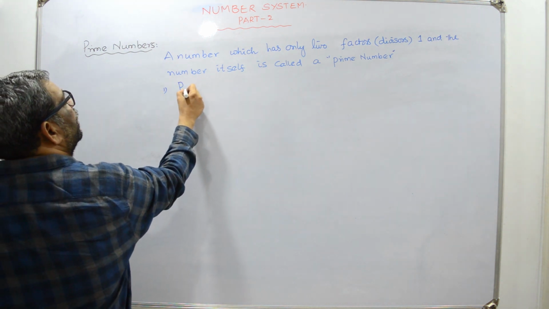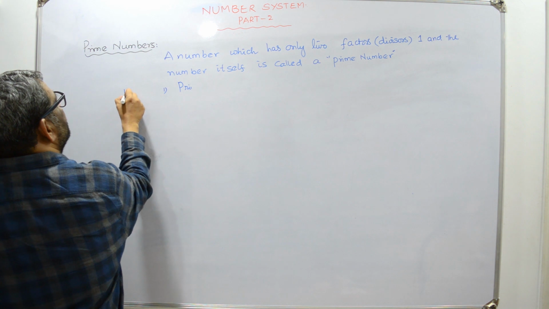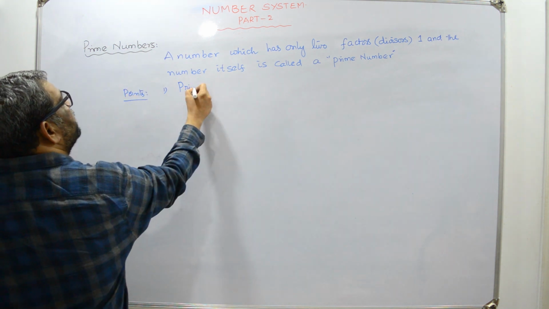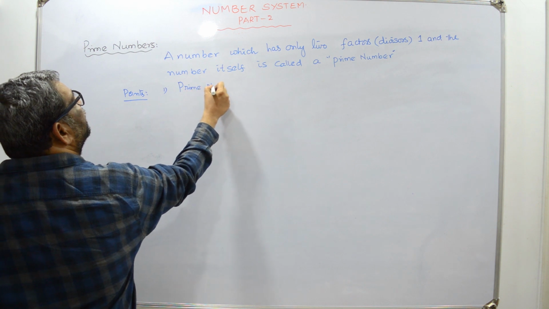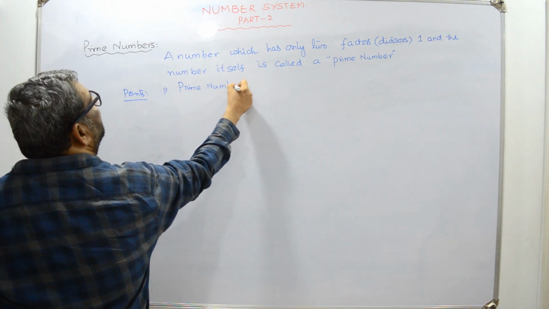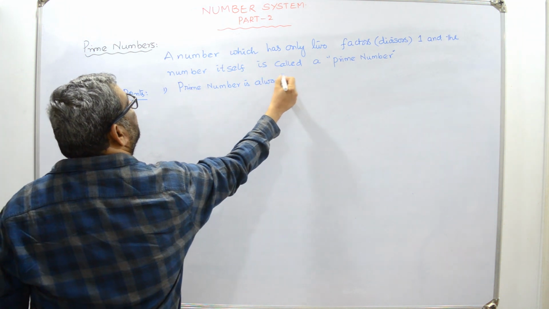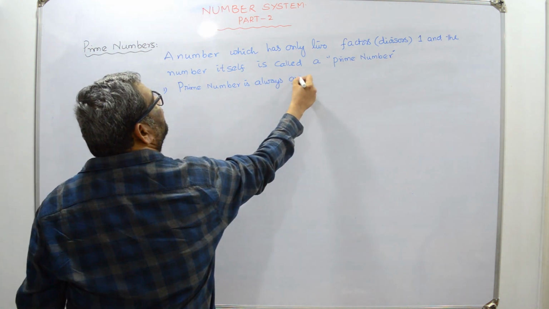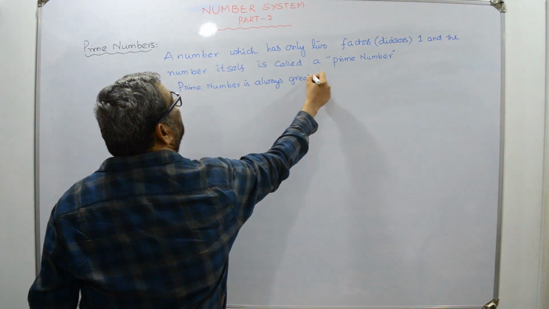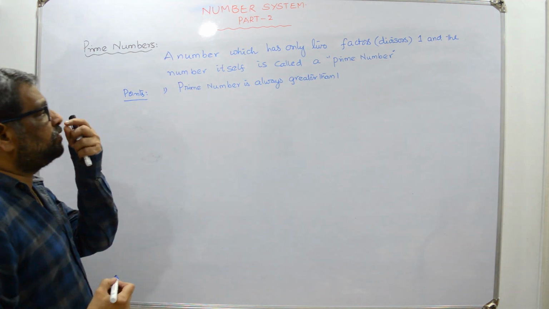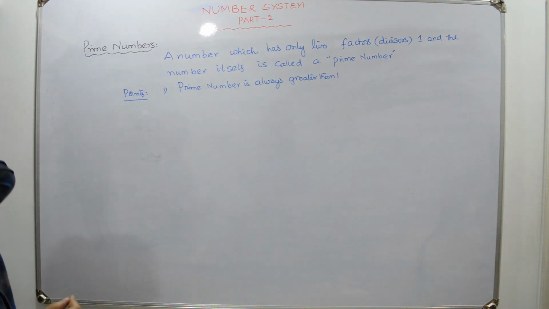A few points on prime numbers. A prime number is always greater than 1, because 1 has only one factor and cannot be taken as a prime number. Therefore, a prime number is always greater than 1.